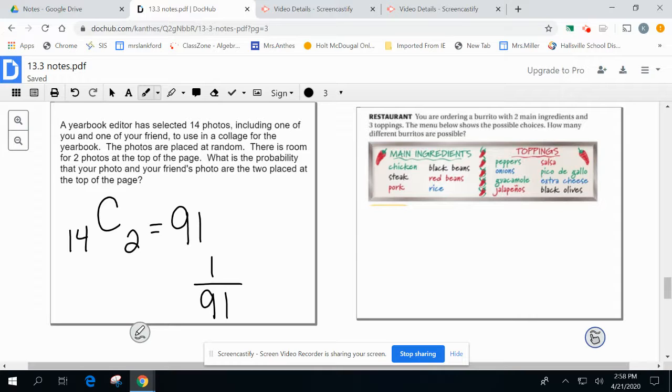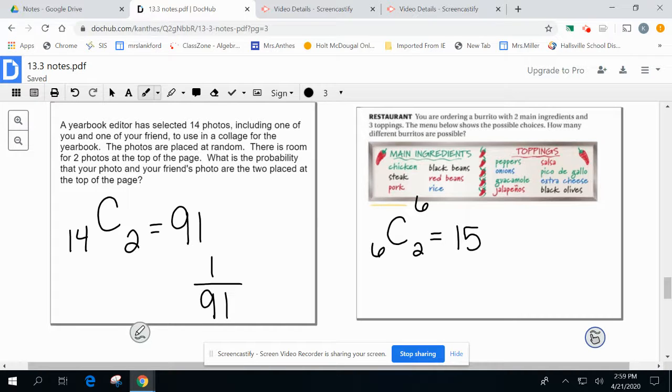Okay, the last problem, you have a burrito menu. You can get 2 main ingredients and 3 toppings. How many different burritos are possible? So what we need to do is figure out the main ingredients possibilities. You can get 2 main ingredients. So there are 6 of them total. So 6, and we're taking them 2. We can choose 2. So that's a total of 15 options.